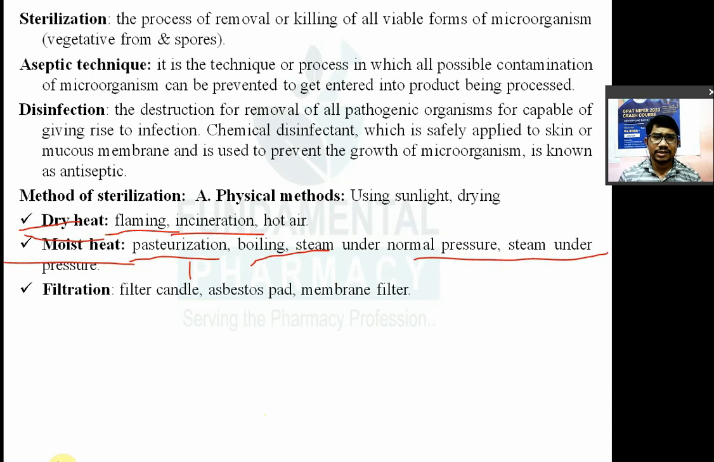Next one is filtration. So bacteria-proof filters are used, those filters which have a pore size less than that of bacteria. जब आप फिल्टर करेंगे तो बैक्टीरिया ऊपर ही रहेगा, फिल्ट्रेट में नहीं. So filter candles, then asbestos pad, then membrane filters.